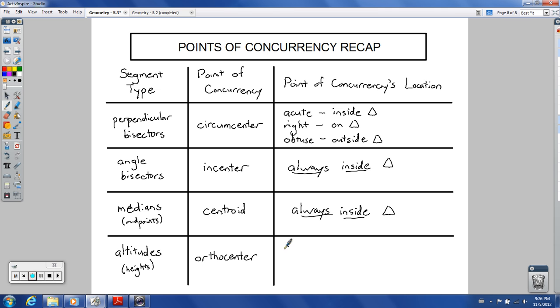This table, keeping everything straight. Hopefully it allows you to quickly determine what's what. So acute was inside the triangle, just like perpendicular bisectors. Same thing here. Right was on the triangle, and obtuse was outside the triangle.